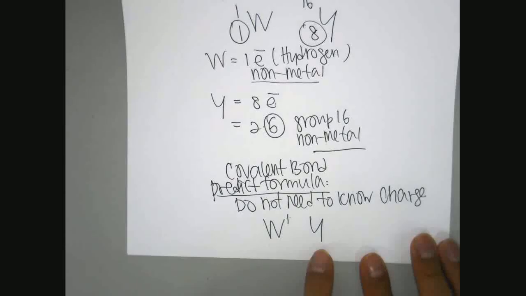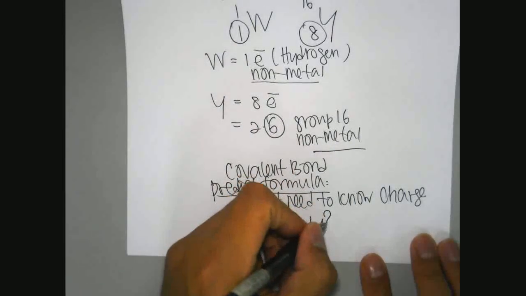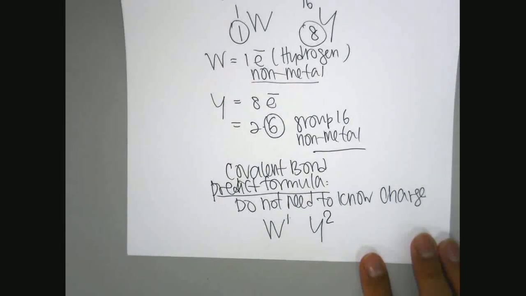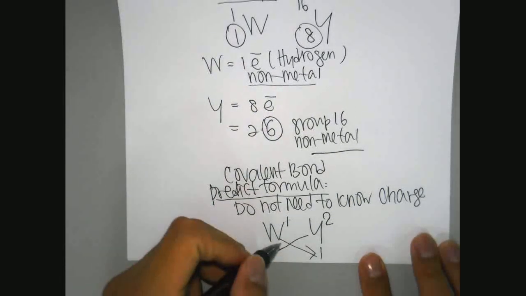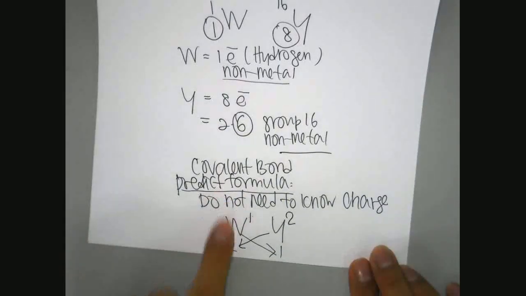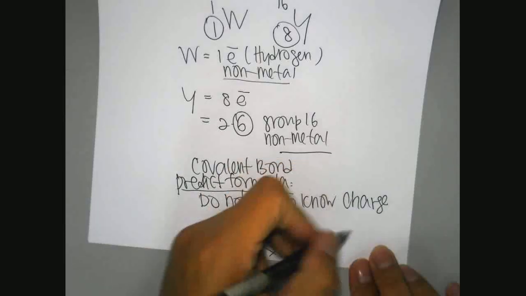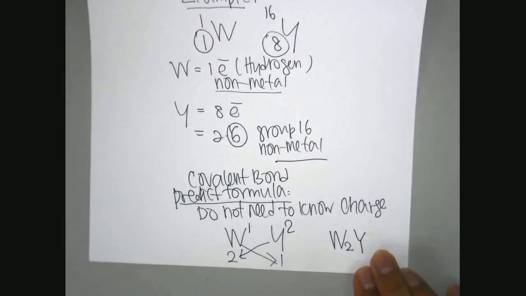For the substance Y, it has 6 outer electrons. We need 2 more to make it become 8, which is octet. Alright? So after that, we can exchange the number. So the 1 goes to the opposite side, the 2 also goes to the opposite side. So we will have W2 and Y1. So we call it W2Y. So this is how we predict the formula for the covalent compound.